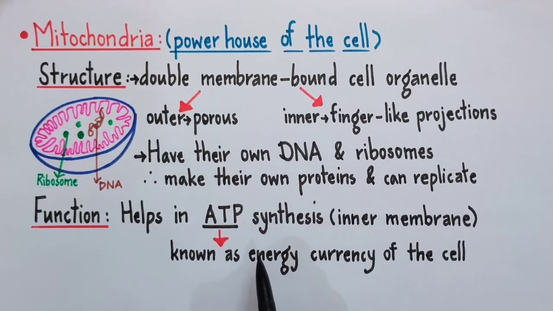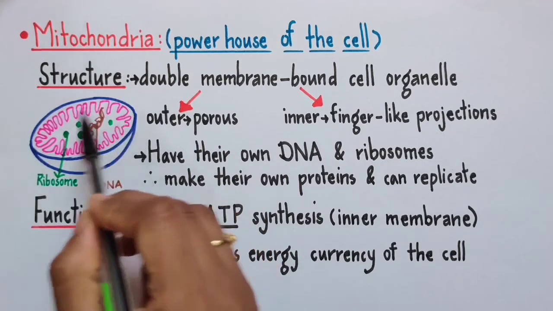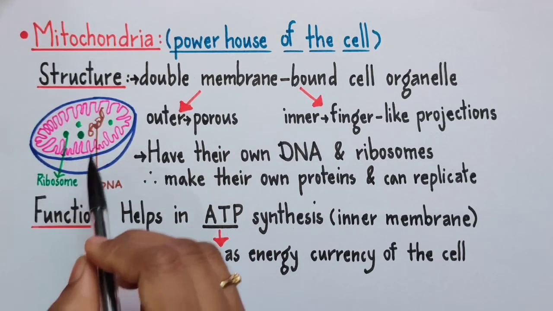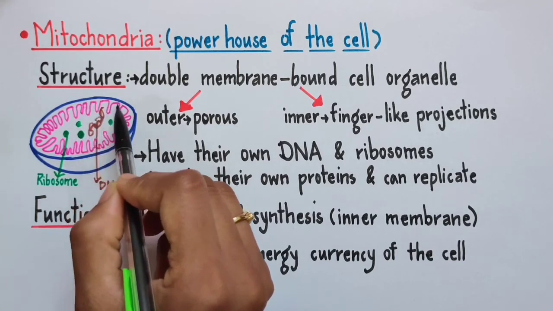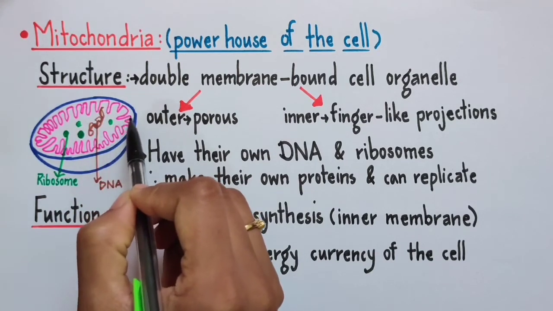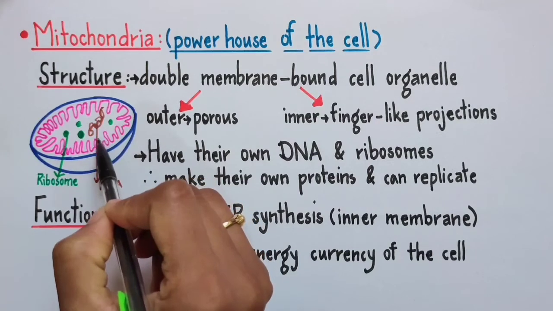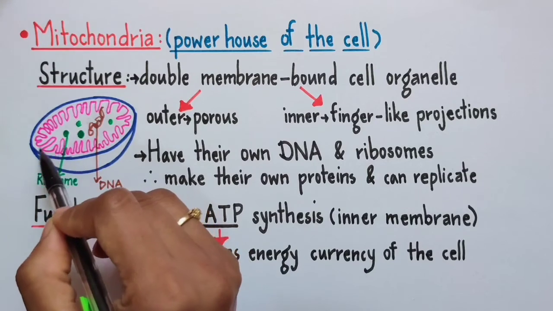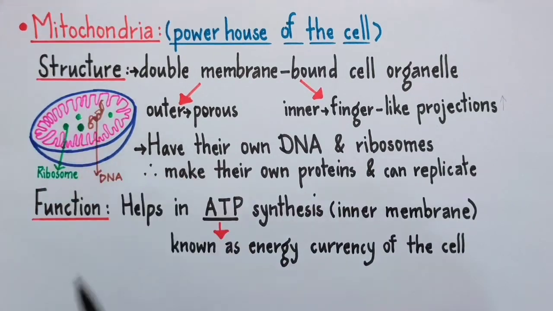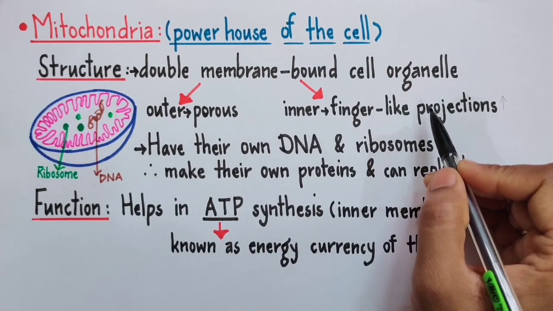If you are wondering where exactly in the mitochondria ATP is synthesized, the answer is it is at this inner membrane. And that is the reason it is highly folded. These foldings provide more surface area. So the greater the area, the greater the ATP synthesis. So that's all about mitochondria.